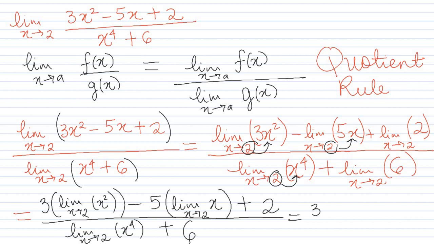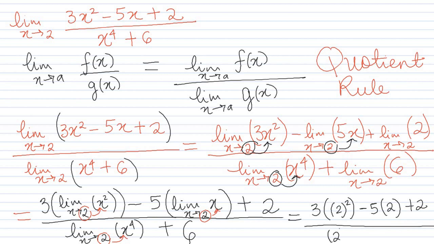So we have 3. We're going to start substitution. x is 2 here, here, here, right? So we have 3 multiplied by 2 squared, minus 5 multiplied by 2, because we're substituting 2 there, plus 2, divided by 2 to the 4th plus 6. That's it. 2 to the 4th plus 6.